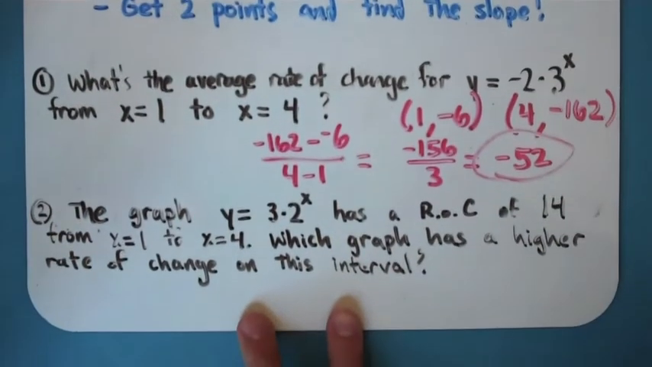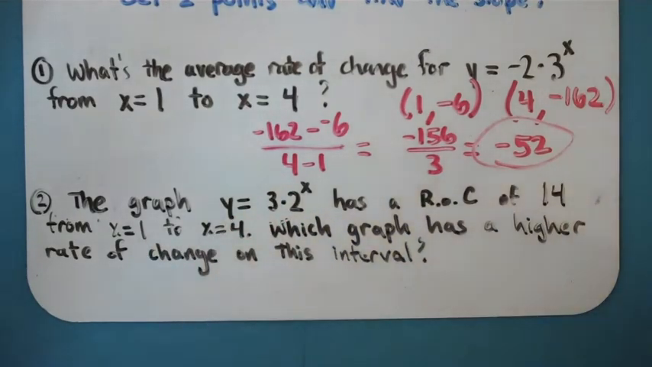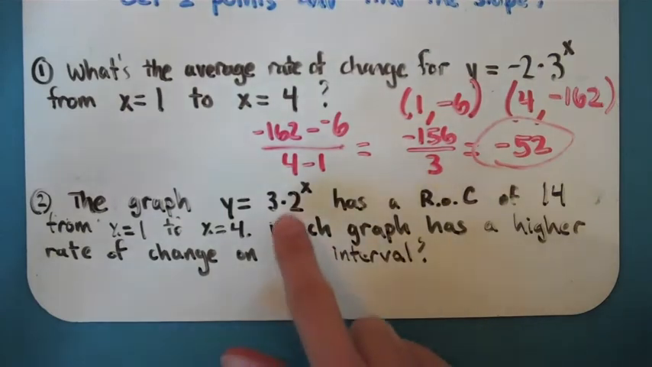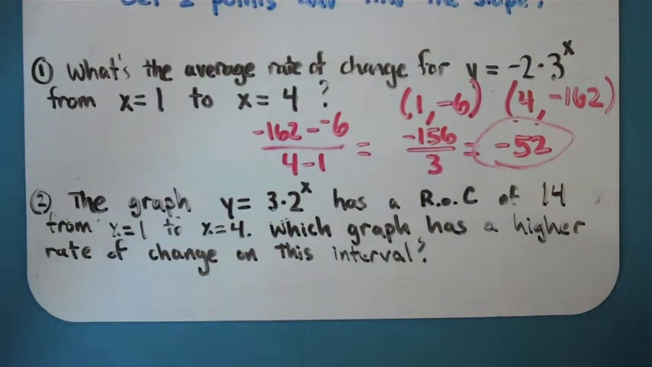Now, on this second problem here, I actually went ahead and just told you what the rate of change was from the same interval. So I give you a new equation. I say, hey, here's the rate of change from x equals 1 to x equals 4. Now we want to say which of these two graphs has the higher rate of change, the one that we did or the new one right here. To figure out the higher rate of change, you want the steeper graph over that interval. Well, a slope of negative 52 is a whole lot steeper than a slope of 14. Basically, you compare the slopes, but you don't care if it's positive or negative. You take the absolute value and you take the bigger answer.